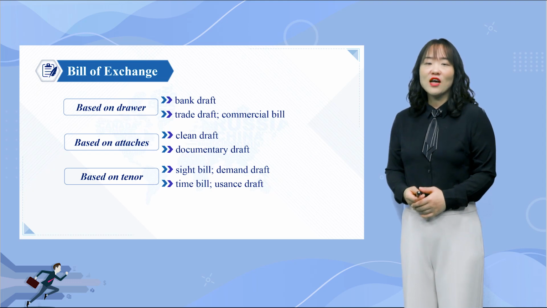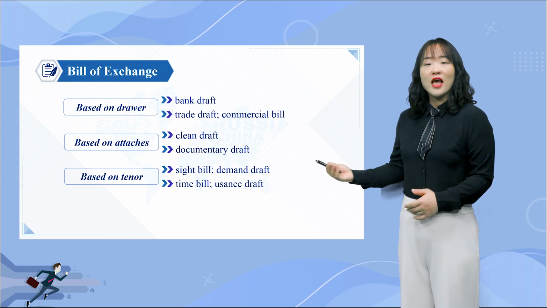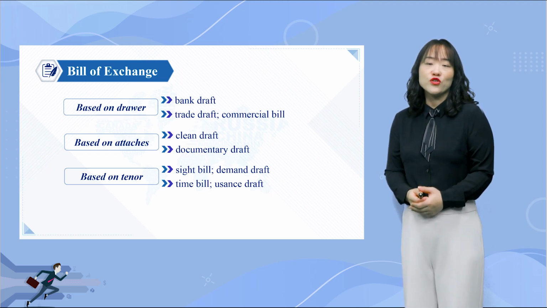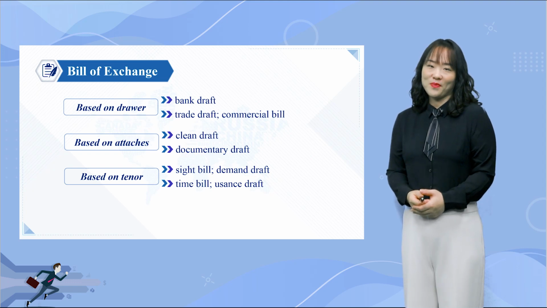Bills of exchange can be based on period as demand bills and time bills. If the funds are to be paid immediately or on demand, the bill of exchange is known as a sight draft. In international trade, a sight draft allows an exporter to hold the title to the exported goods until the importer takes delivery and immediately pays for them.